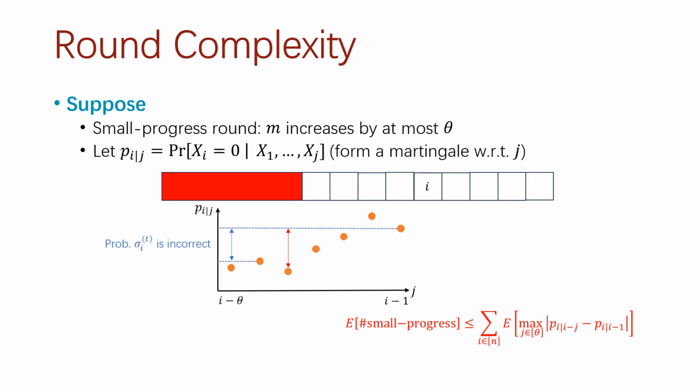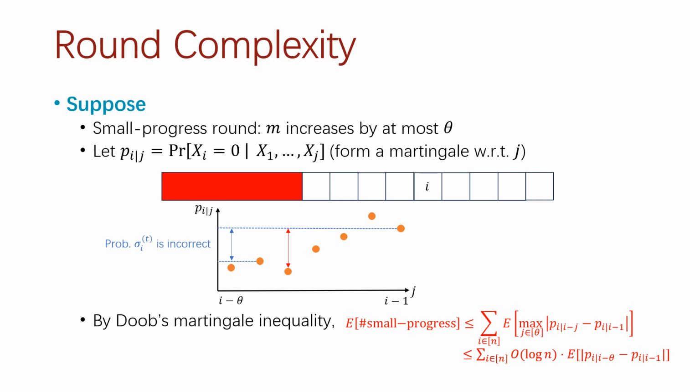Since the first incorrect samples are different between different rounds, the expected number of small progress rounds can then be upper bounded simply by the expected sum of these maximum differences. Thanks to Doob's martingale inequality, we can further bound this expected number of small progress rounds by the sum of the differences between pi given i minus 1 and pi given i minus theta.